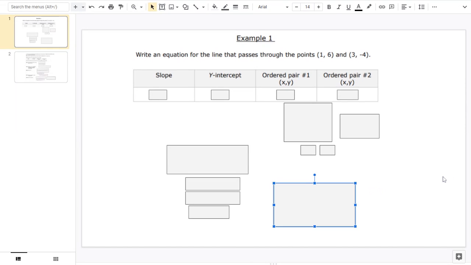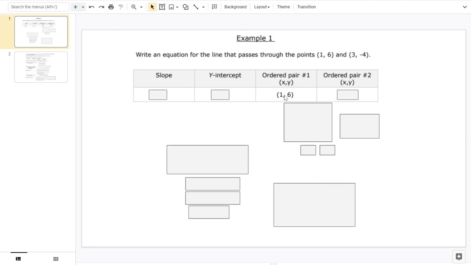So for this example, we're going to be using these 2 points to figure out what the equation of the line is. Now, this time we're not given the slope, so we have to use the 2 pairs of points to figure out what our slope is. So first we're going to fill in this little table here.